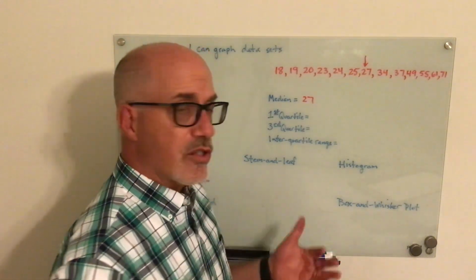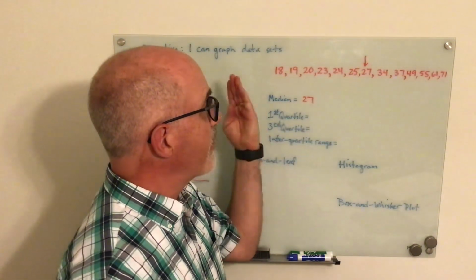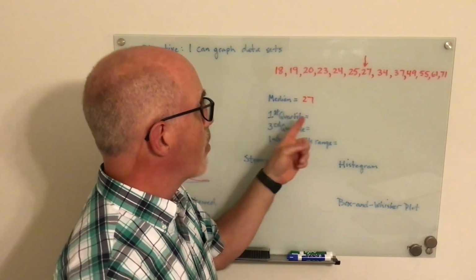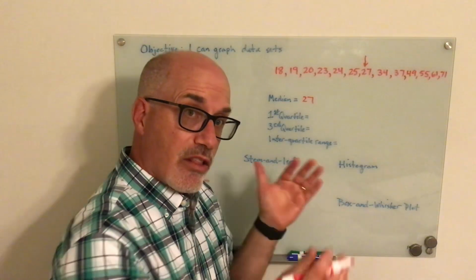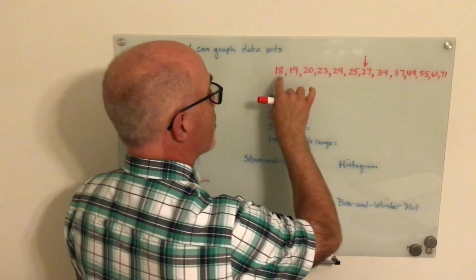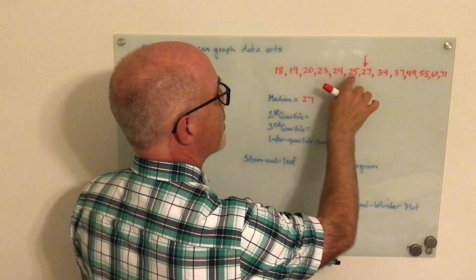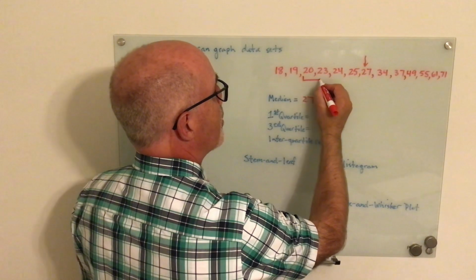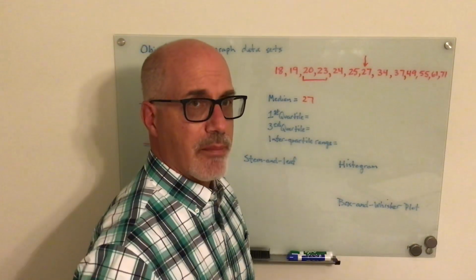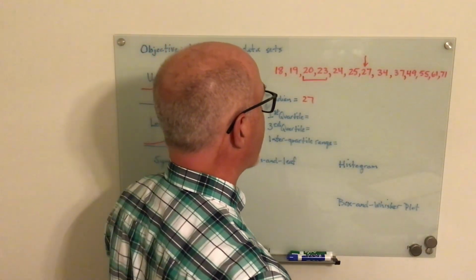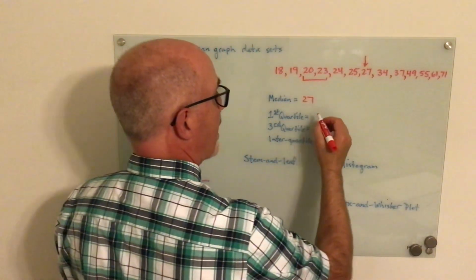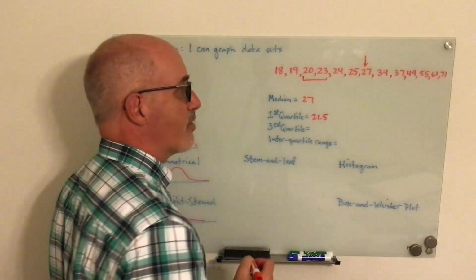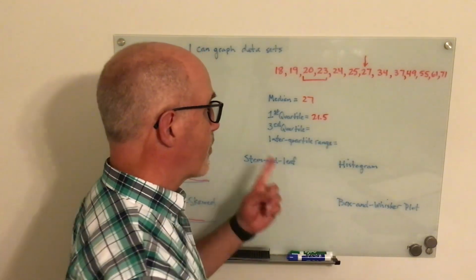Now, to get the first quartile, you go with the lower half of numbers. So below the median, so these numbers over here, these 6, we're going to find what the median is of that lower half of numbers. Now, since there's 6 of them, 1, 2, 3, 4, 5, 6, you're going to go to the middle 2 of them, these 2 here, and you're going to average them. So you're going to add those 2 together and average them, and you're going to get 21.5 as the average of those 2 middle numbers. That's for the first quartile.